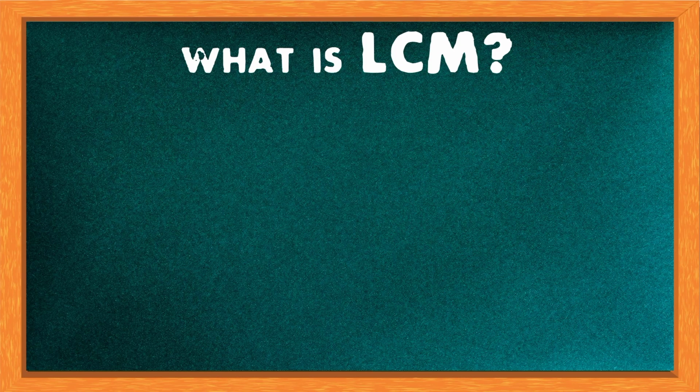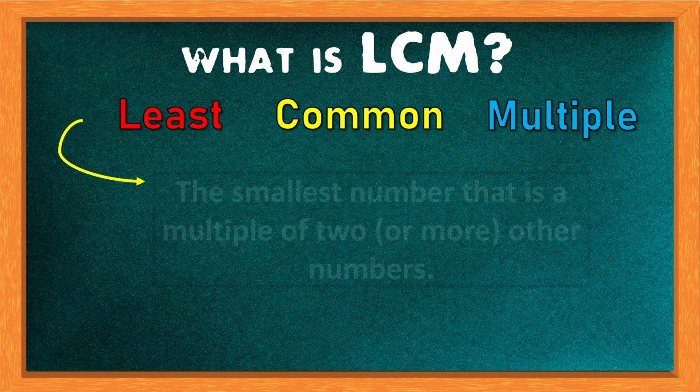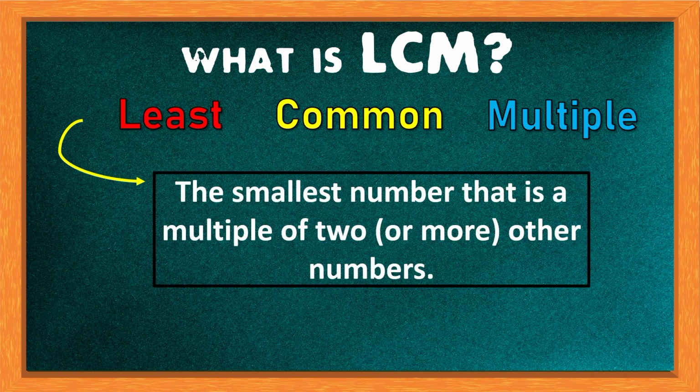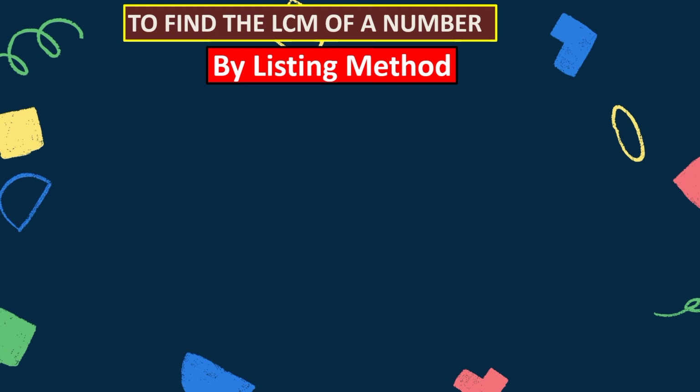What is LCM? The meaning of LCM is the least common multiple, the smallest number that is a multiple of two or more other numbers. In finding the LCM of numbers, we can use different methods. One of these methods is the listing method. For example, find the LCM of 6 and 5. Listing method means we must list all the multiples of the two numbers.